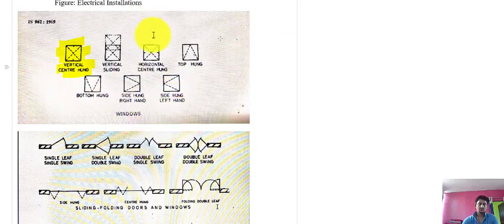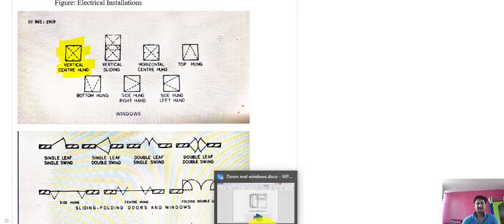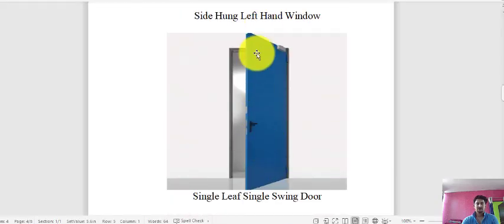Now come the doors. First is the single leaf single swing door. Single leaf means a single door. This is a single leaf and it is opening like this. Single leaf and single swing means it can swing one way only, either moving outwards or inwards.